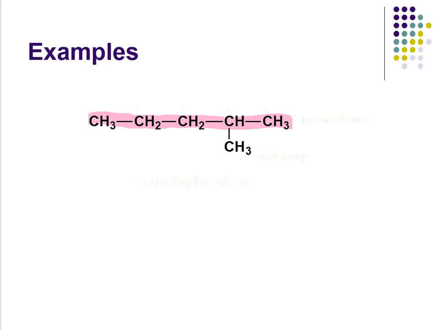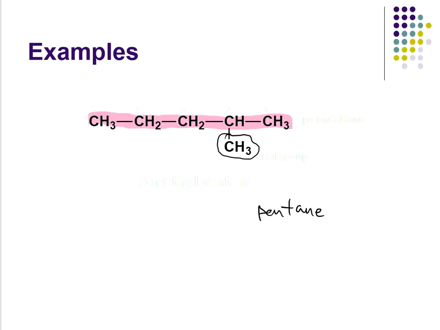All right, so there's 5 of them. Do you remember what we used for 5? Pent. And this is all single bonds all the way across, so this is an ane. So this is pentane.